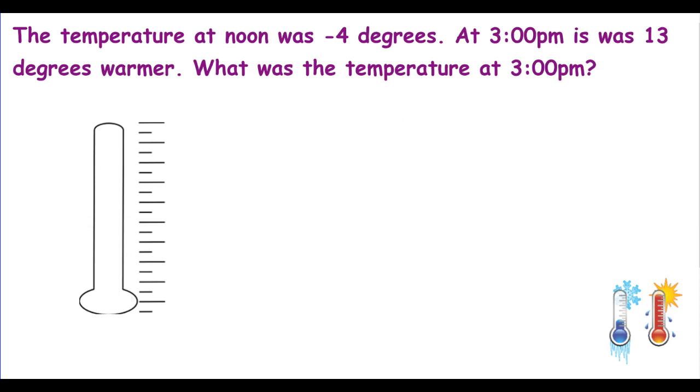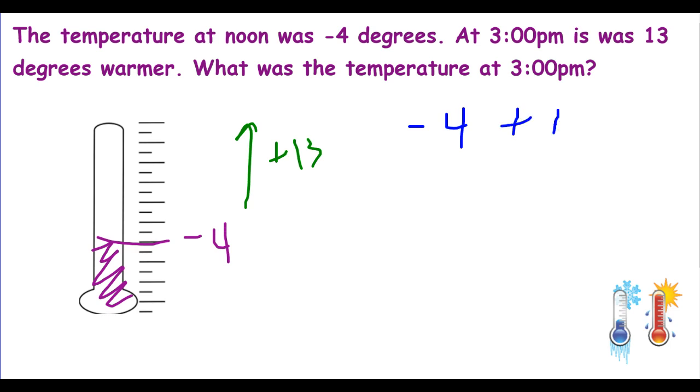If the temperature at noon was negative 4 degrees and at 3 p.m. it was 13 degrees warmer, what was that temperature at 3 p.m.? Well, to start with negative 4, we'll start down here. And we're going to increase by 13 degrees. Now to do that, we have to undo, so we have negative 4 plus 13.